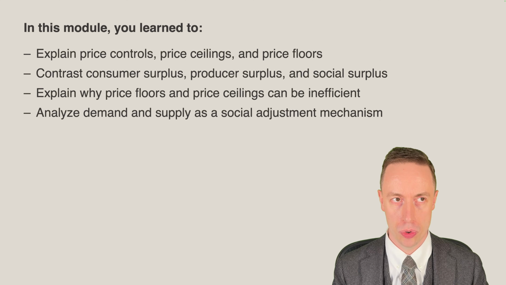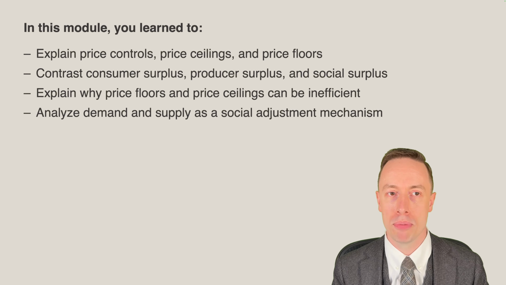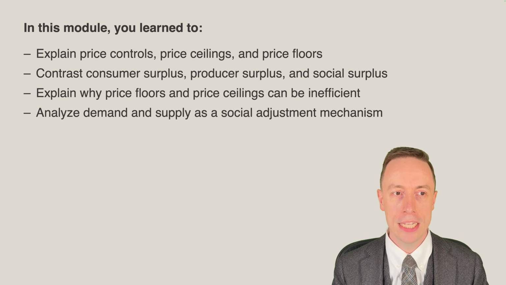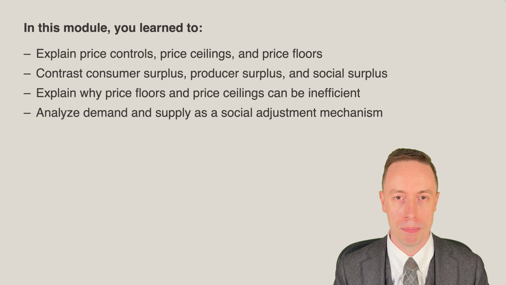That concludes our discussion of sections 3.4 and 3.5. In this module, you learned how to explain price controls, price ceilings, and price floors, how to contrast consumer, producer, and social surplus, how to explain why price floors and price ceilings can be inefficient, and to analyze demand and supply as a social adjustment mechanism.